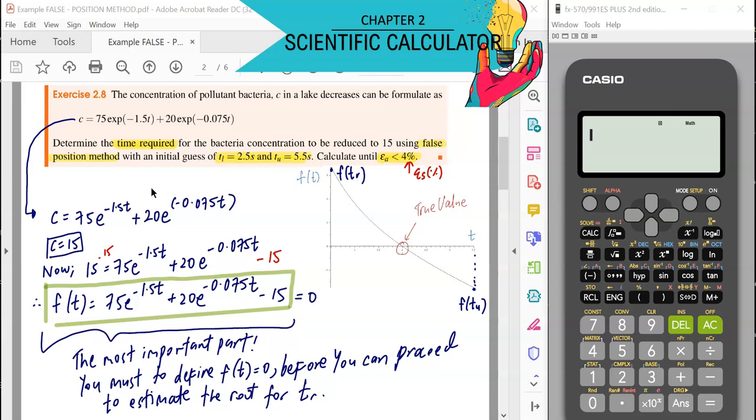So in this video, I will share with you how to use your scientific calculator in order to make sure that you can avoid minor or careless mistakes while doing your numerical calculation. Okay, let's focus on this exercise 2.8.